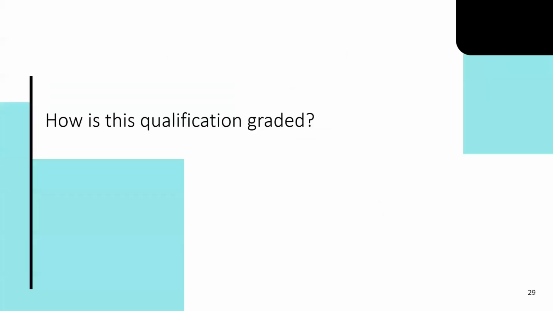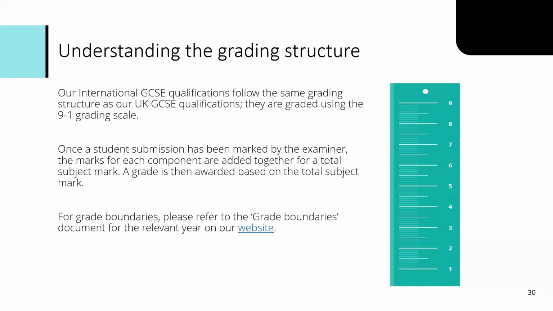We're now going to look at how this qualification is graded. Our international GCSE qualifications follow the same grading structure as our UK GCSE qualifications. They're graded using the 9-to-1 grading scale, 9 being the highest and 1 the lowest. Once a student's submission has been marked by the examiner, the marks for each component are added together for a total subject mark. A grade is then awarded based on the total mark.